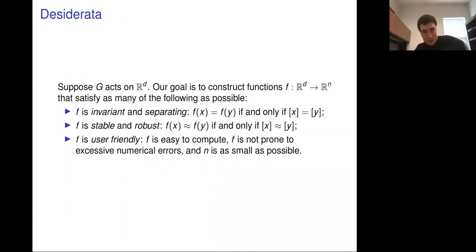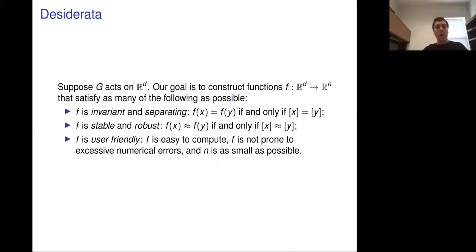RD, like a finite dimensional real Euclidean space. So I want to have functions that do these things, right? At the very least, I want it to be invariant and separating, which I've talked about already. But in reality, I'm using these words stable and robust. That's basically just saying bilipschitz in the way that I've defined it. So you can think of these upper and lower Lipschitz bounds, like I mentioned, as kind of giving you more numerical versions of invariant and separating.